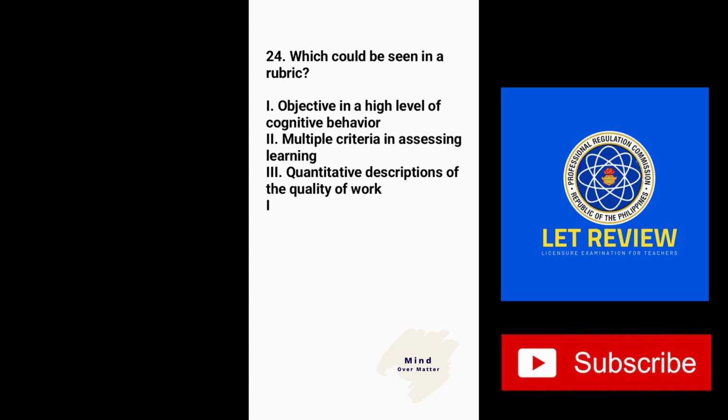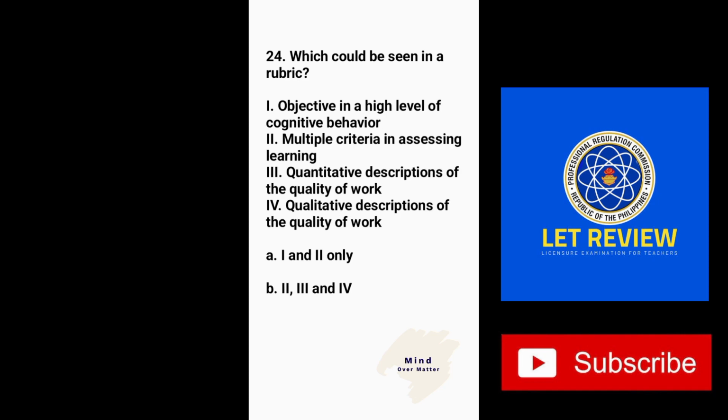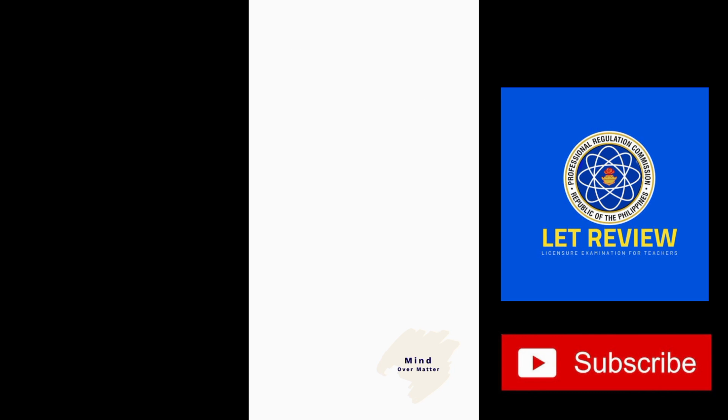24. Which could be seen in a rubric? 1. Objective in a high level of cognitive behavior. 2. Multiple criteria in assessing learning. 3. Quantitative descriptions of the quality of work. 4. Qualitative descriptions of the quality of work. A. 1 and 2 only. B. 2, 3 and 4 only. C. 1, 2 and 3. D. 1, 2, 3 and 4.